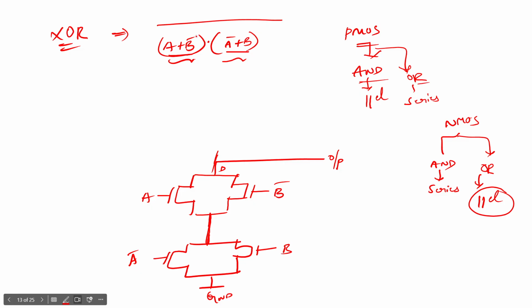For the pull up network, the AND operation or OR operation is sometimes a time-taking process. The simple thing is, see, here both will be in parallel, and here both will be connected in series. So A bar, B will be connected in series. Here A, B bar in parallel, so connected in series.